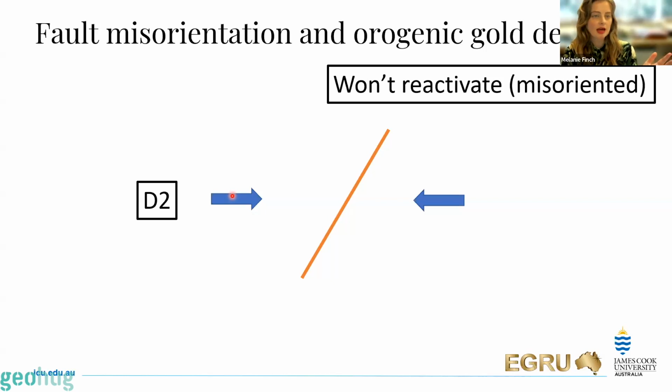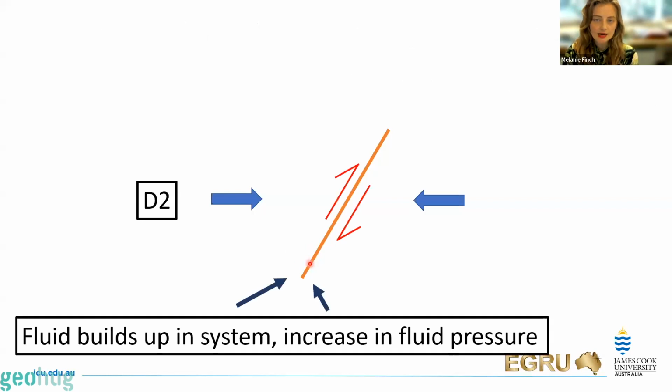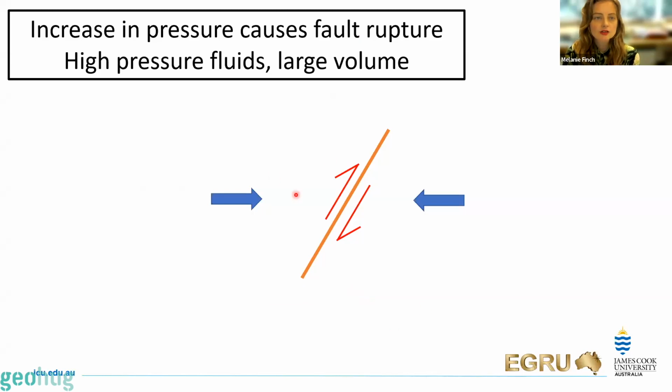Around this fault, there may be other faults at shallower orientations that will rupture, but this fault here will not rupture. And so what happens then is that fluid builds up in the system, and this buildup of fluid around this fault that won't rupture increases the fluid pressure around the fault. Eventually the fluid pressure gets so high that it exceeds the lithostatic strength of the rock, and the fault ruptures. When the fault ruptures, these fluids have been at very high pressure, and there's a large volume of fluid that has built up over time. And so these sorts of characteristics are what lead to the formation of orogenic gold deposits.